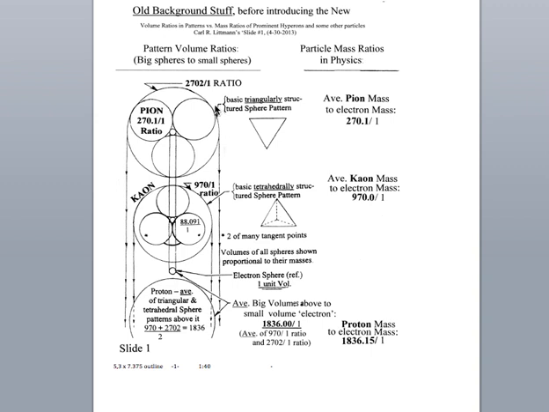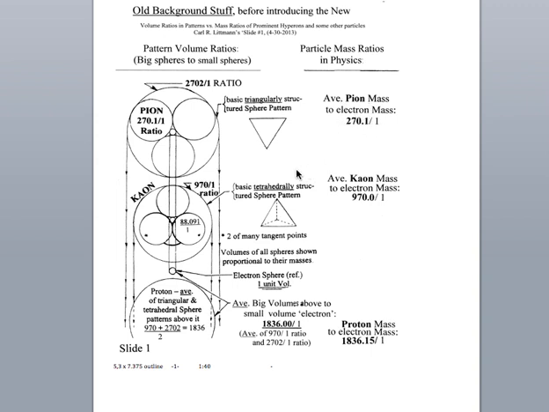Thus, abstract geometric patterns lead to abstract volume ratios, and there exist in the real world large mass particles like the proton and fairly large particle masses like the average pion particle, and much smaller mass particles like the electron. And to our surprise, for example, the mass ratio of the average pion particle to the small mass electron particle is also a 270.1 to 1 ratio.